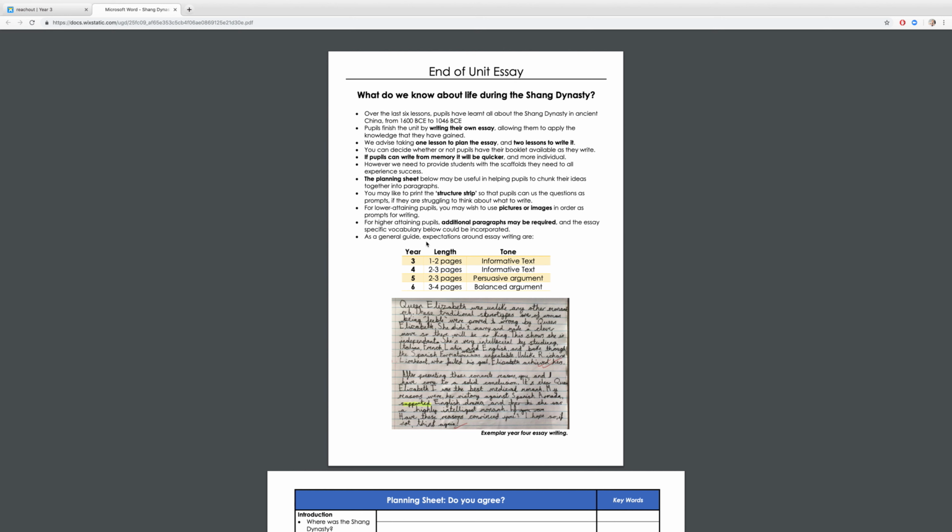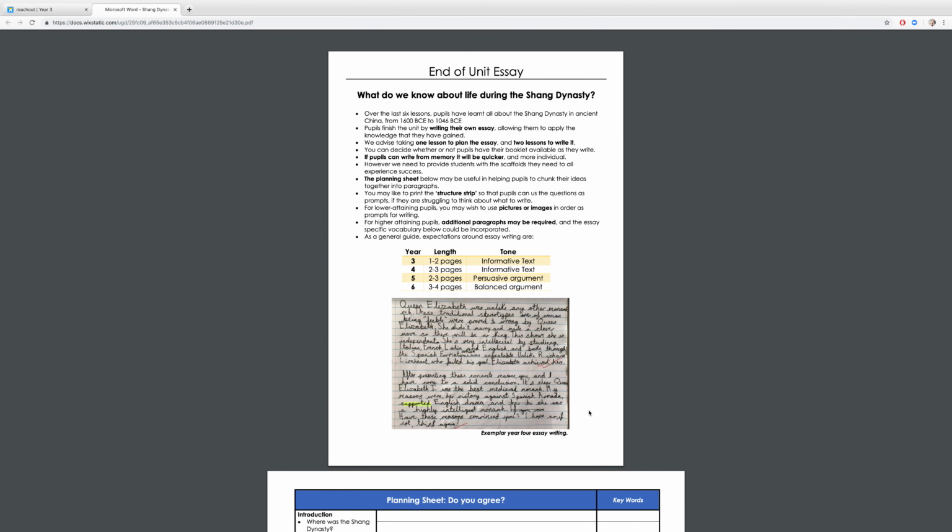But we would expect the tone there to start to be a bit more persuasive. So they're learning that an essay is essentially making an argument, and they're persuading you of however they want to answer the question. And by year 6, we'd expect it to be a bit longer, and they're starting to understand balance. So they are trying to persuade you, but there's another side to the argument that they have to deal with. And there's just an example here of a section of a year 4 essay to give you an idea of what an essay reads like, what the tone looks like.